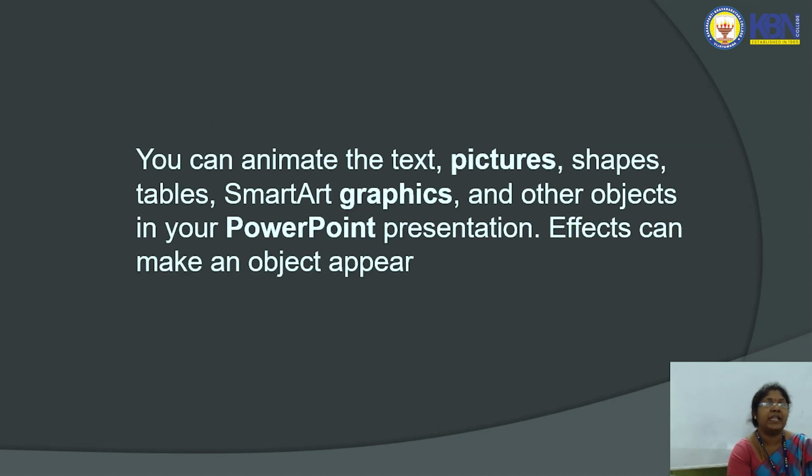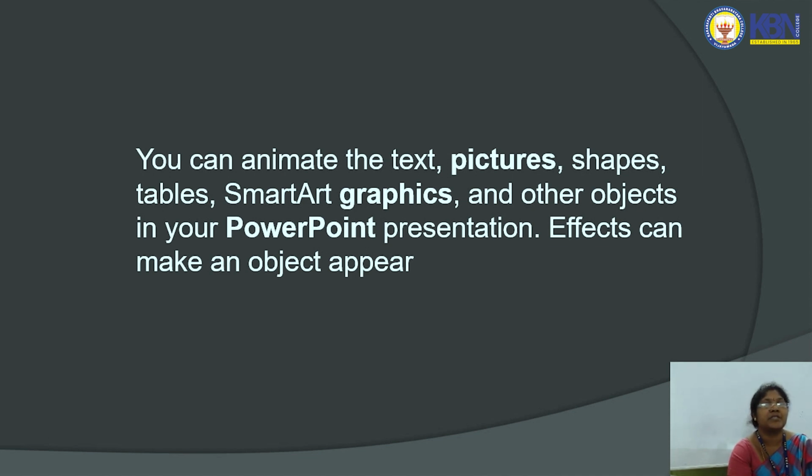So you can animate the text. What is the meaning of text? Maybe K.B.N college is one text. We can give the animation so that K first appears on the screen, afterwards B will appear, afterwards N will appear. In this way we can give animation to a text also.